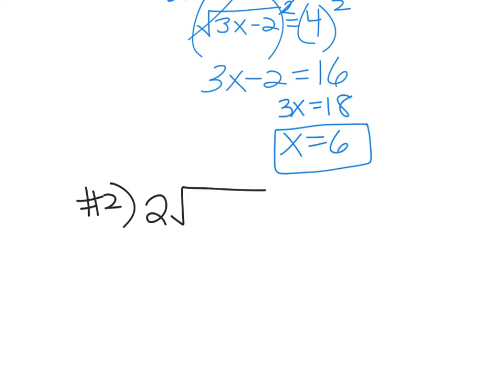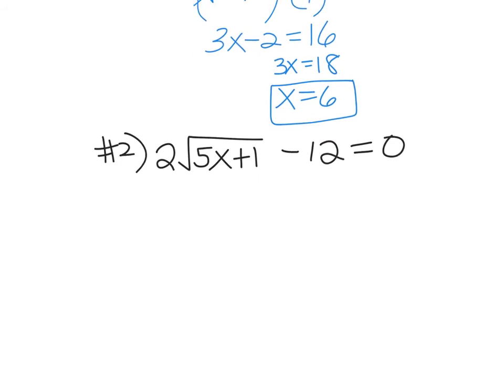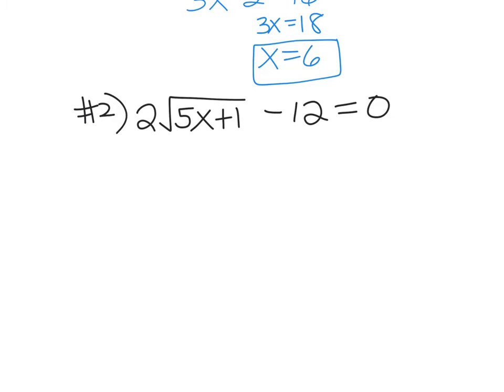Okay, Bailey, you ready? Yep. Perfect. 5 minus 12 equals 0. I'll do this one in green just for fun. All right, so here it is.